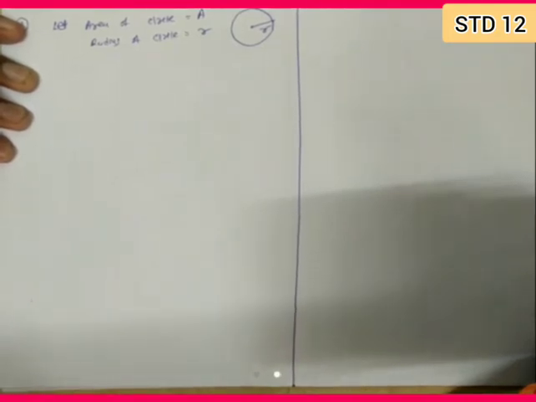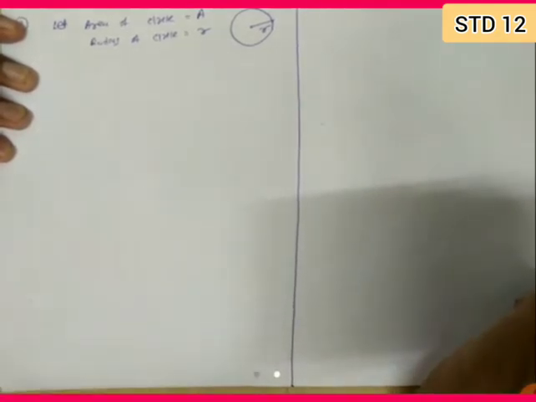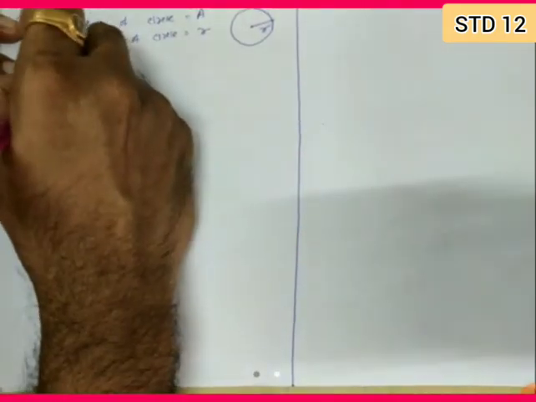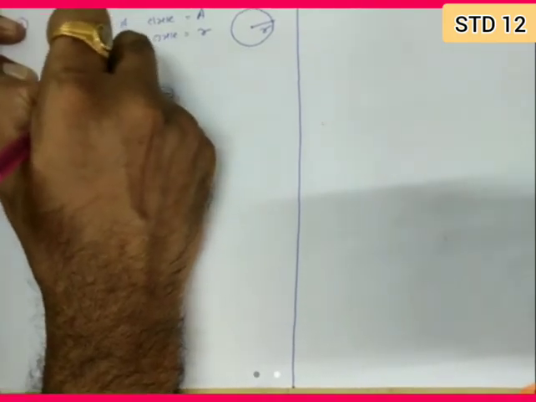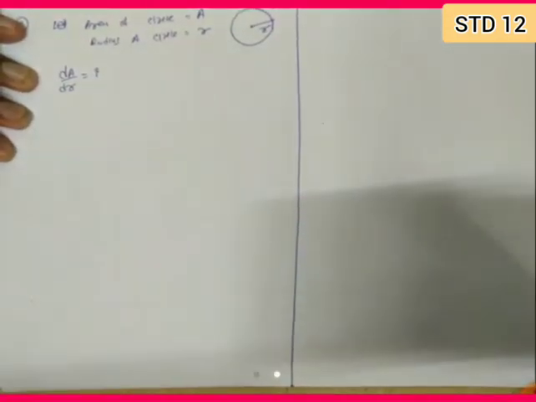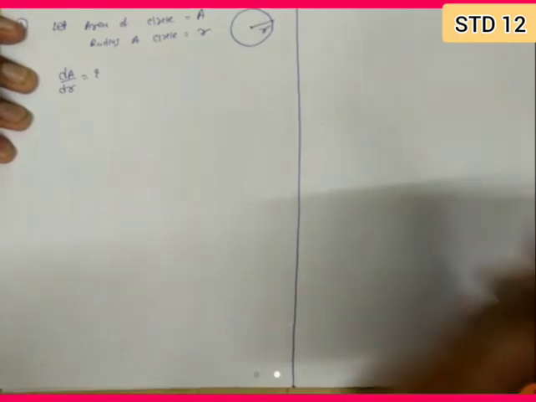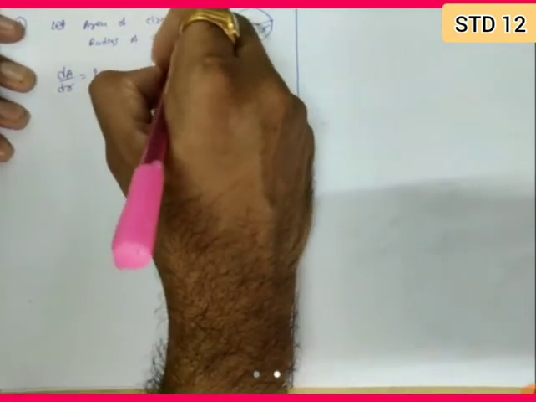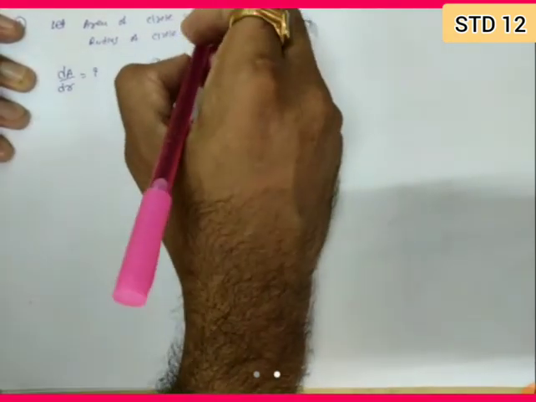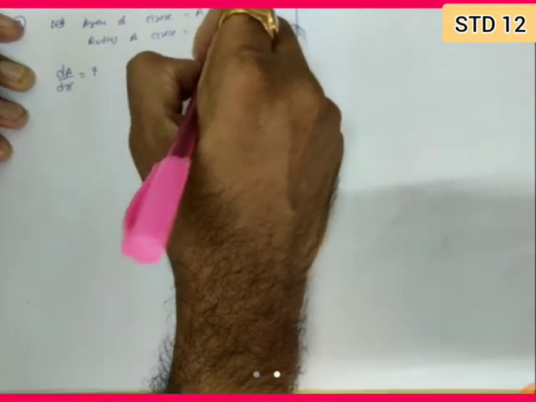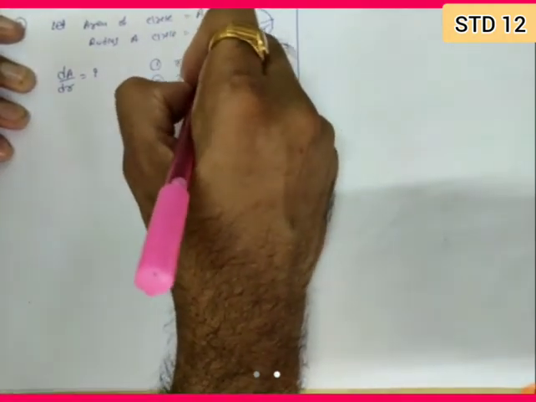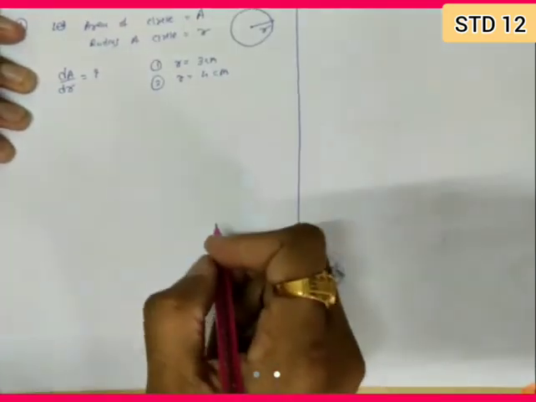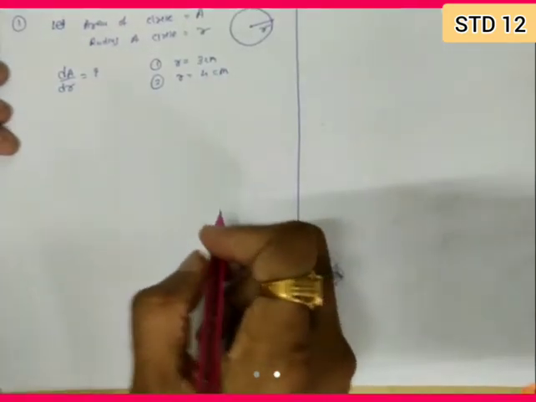Question is find the rate of change of area of circle with respect to its radius. So what you have to find is the rate of change of area of circle with respect to r. This you have to find, dA by dr. In the first case, when radius r equal to 3 centimeter, and the second question when radius r equal to 4 centimeter. Done.